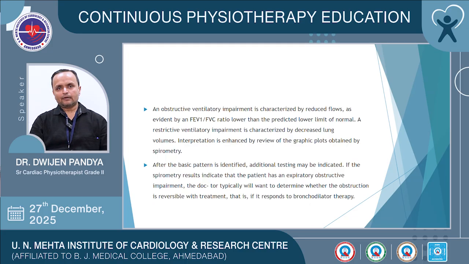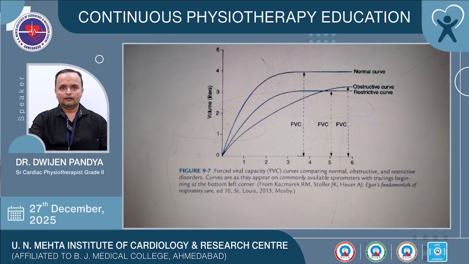Interpretation is enhanced by review of the graphic plots obtained by spirometry. After the basic pattern is identified, additional testing may be indicated. If the spirometry results indicate that the patient has an expiratory obstructive impairment, the doctor typically will want to determine whether obstruction is reversible with treatment or not, that is, whether it responds to bronchodilator therapy or not.